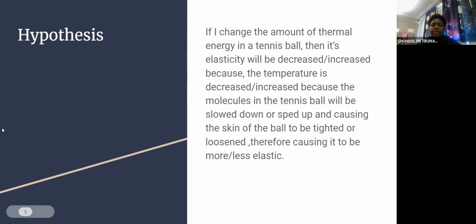My hypothesis is, if I change the amount of thermal energy in a tennis ball, then its elasticity will be decreased or increased because the temperature is decreased or increased, because the molecules in the tennis ball will be slowed down or sped up, causing the skin of the ball to be tightened or loosened, therefore causing it to be more or less elastic.